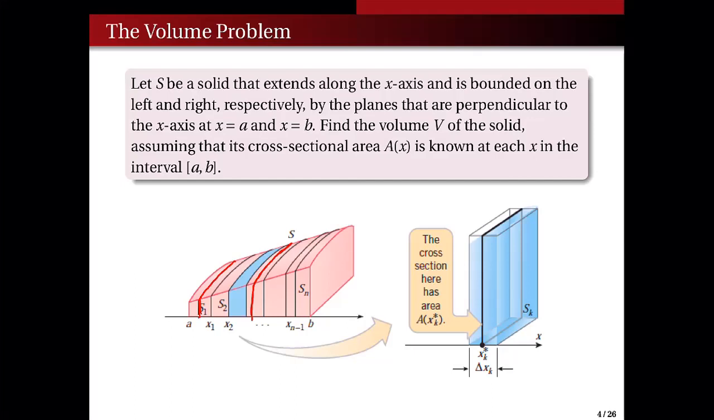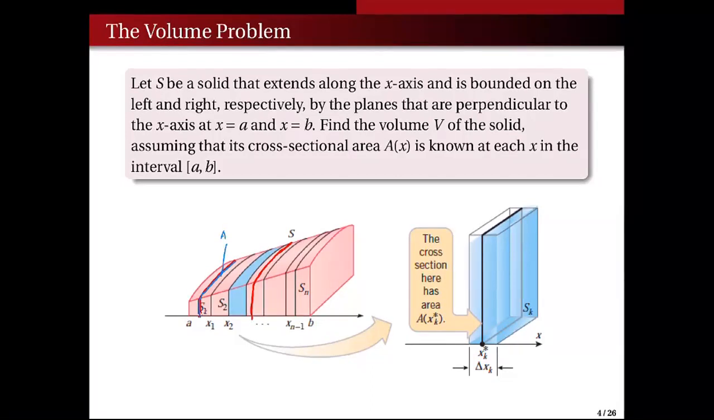Okay, so our problem is to find the volume of the solid, assuming, take note of this, assuming that its cross-sectional area, which we will define to be A of x, is known at each x in the interval [a, b]. Meaning, if you have this cross section here, you know what the area A there is.